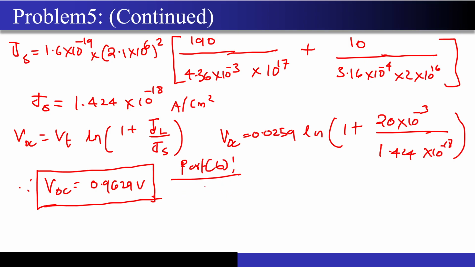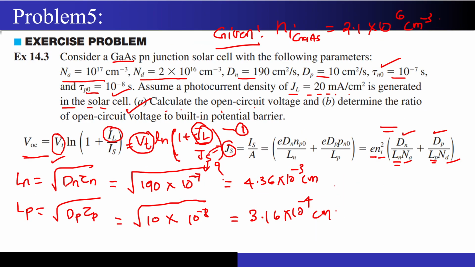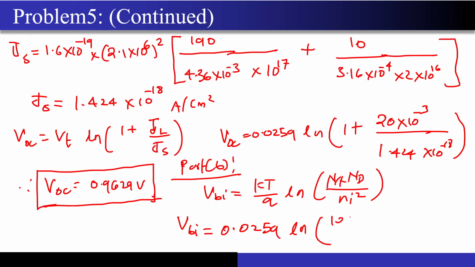Correct? So now VBI is nothing but the built-in potential, kT by q ln of Na and Nd upon Ni square, right? So this VBI will be nothing but 0.0259 into ln of Na into Nd. Na into Nd is what? Let me just check it quickly. Na is around 10 to the power 17. Nd is 2 into 10 to the power 16, right? 10 to the power 17 into 2 into 10 to the power 16, correct? Divided by Ni square. So what is the Ni? Ni is nothing but 2.1 into 10 to the power 6, whole square.